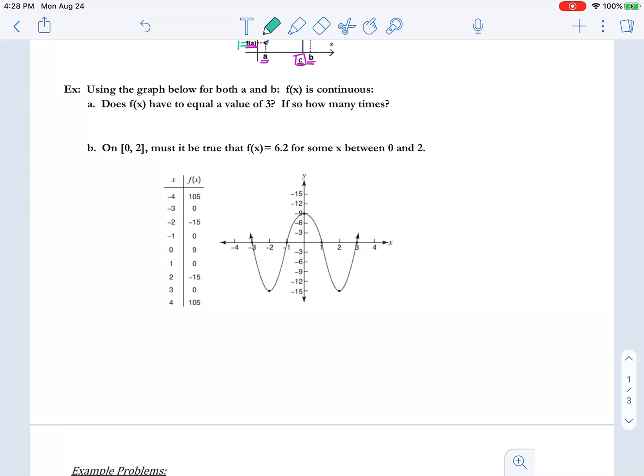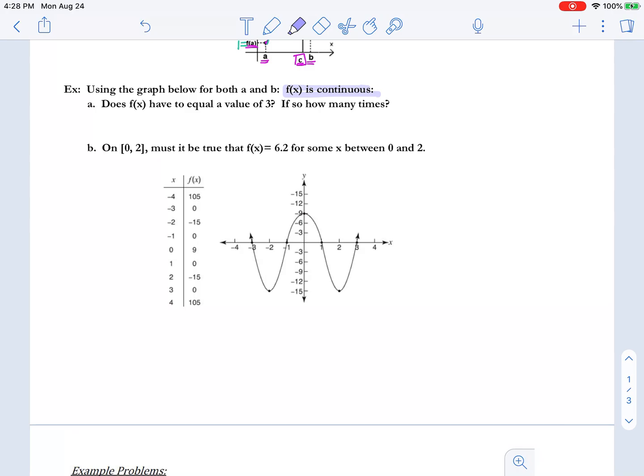All right, so looking at this chart, using the graph below for both A and B, this problem is telling us f of x is continuous. So they gave us a table of values. They also graphed out that table of values for you.